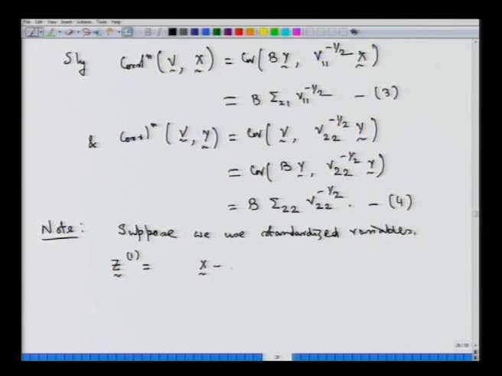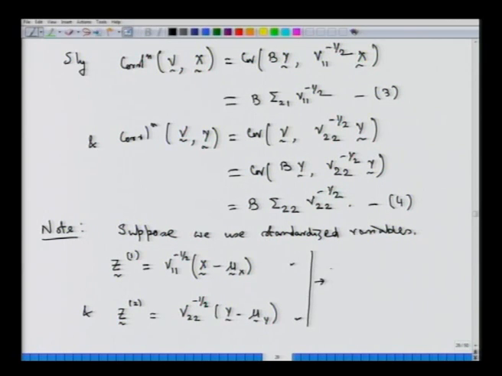So, how are we going to standardize that? Suppose we have mu x as the mean vector of x, and then this has to be multiplied by V11 to the power minus half, and the second component vector, which is y, is standardized as y minus mu y times V22 to the power minus half. So, these two are the standardized variables.